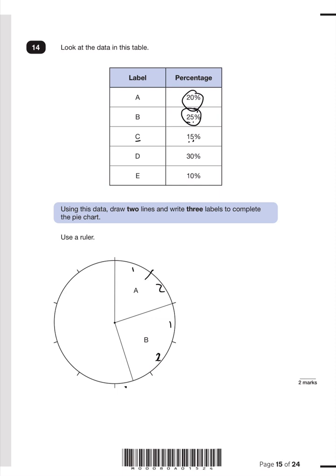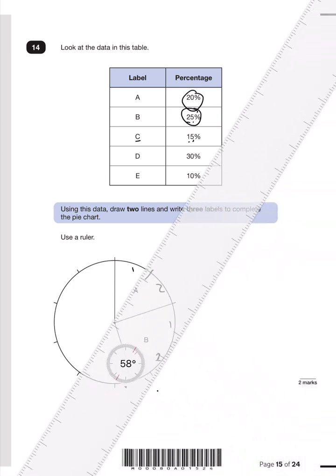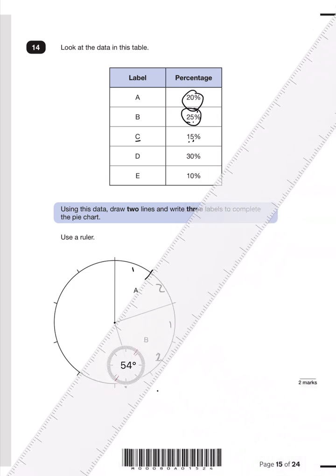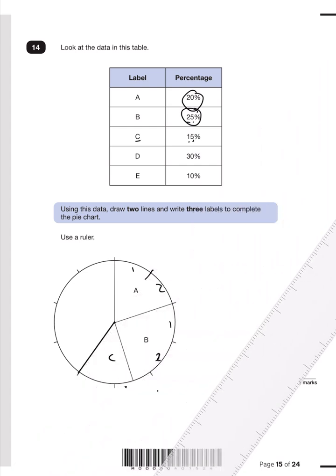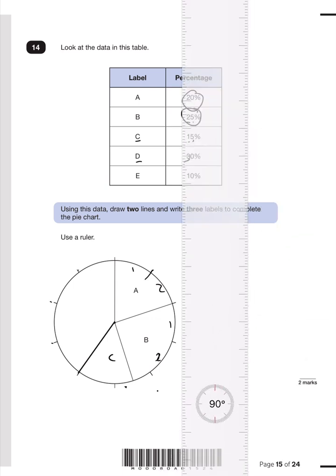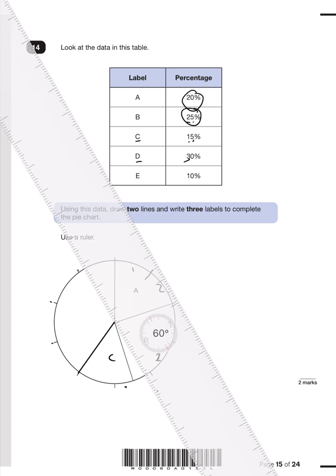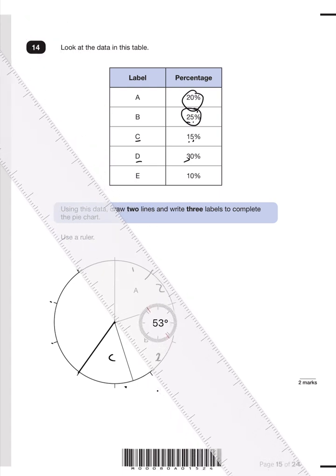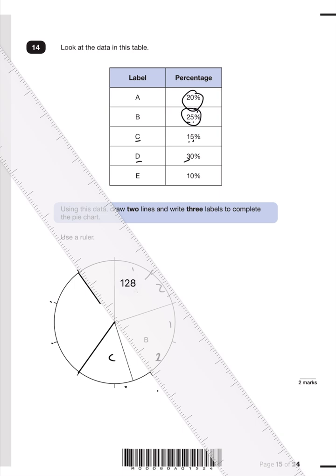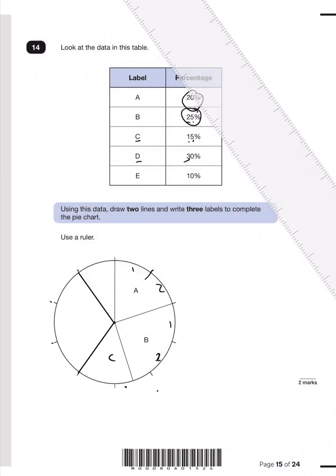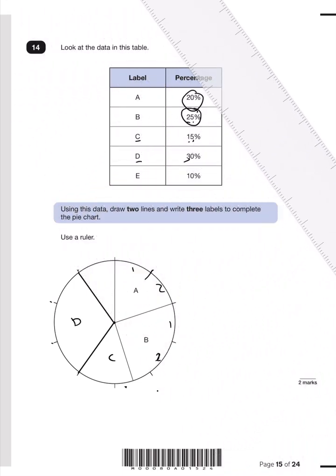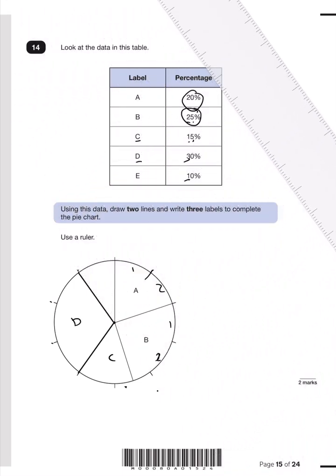So we've got the half here. Now we take another line using a ruler. So it should look something like this. That would be C. D would be 3 parts. So that's 1, 2, 3. That would be D. 1 part would be E.